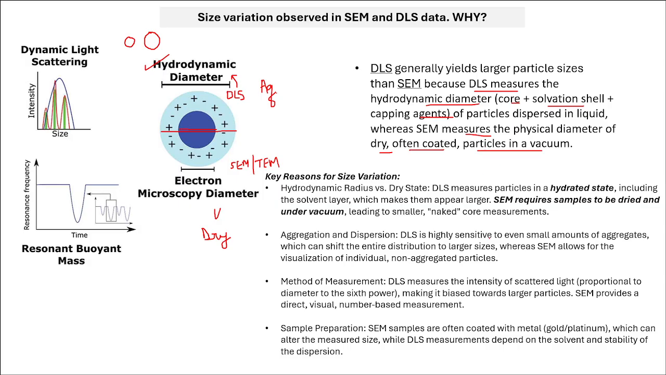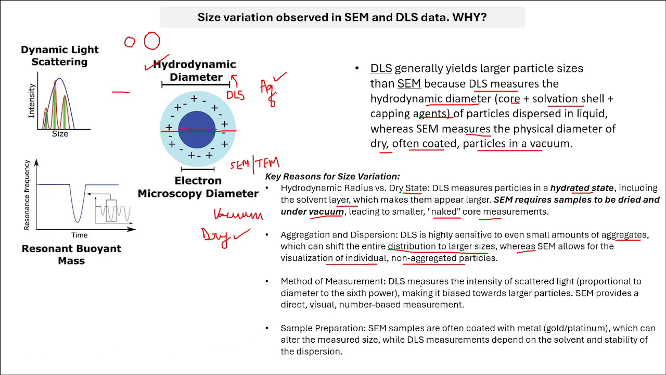Now let us discuss some of the key reasons for this size variation. First, hydrodynamic radius versus dry radius. Just now I discussed that DLS is done in an aqueous medium, and SEM is done in the dry state, in vacuum. DLS measures particles in a hydrated state, including the solvent layer, which makes them appear larger. SEM requires samples to be dried and under vacuum, leading to smaller naked core measurements. Second, aggregation and dispersion. DLS is highly sensitive to even a small amount of aggregates, which can shift the entire distribution to larger sizes, whereas SEM allows for visualization of individual non-aggregated particles.